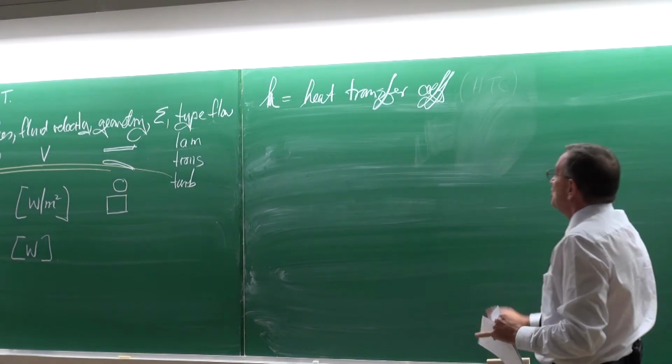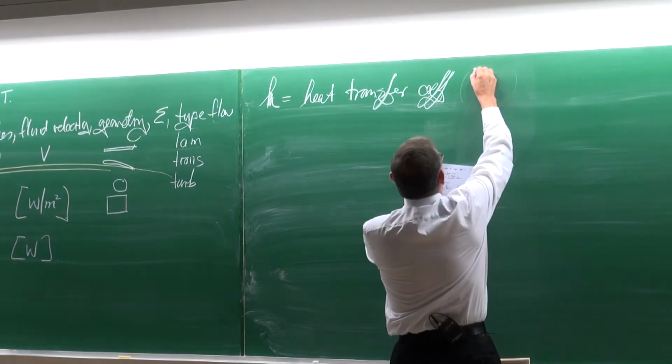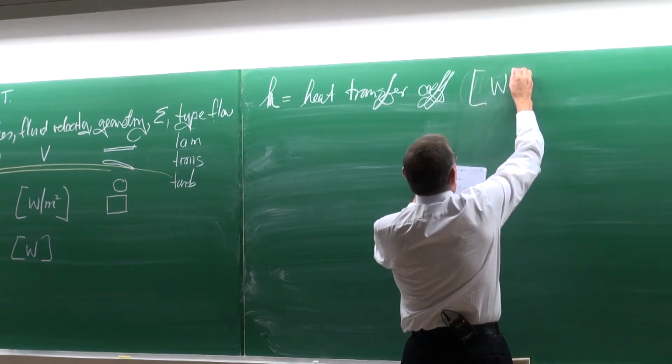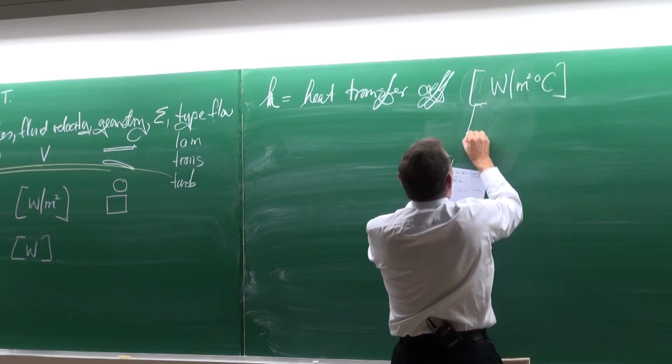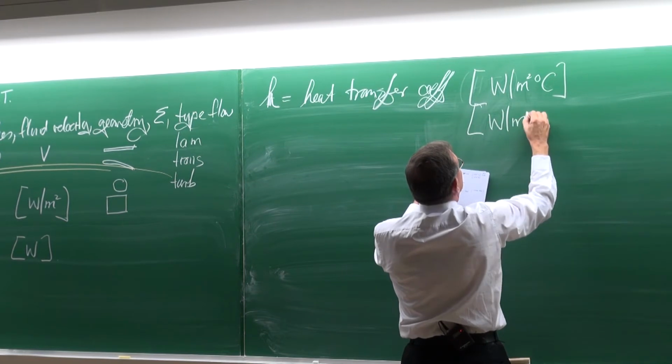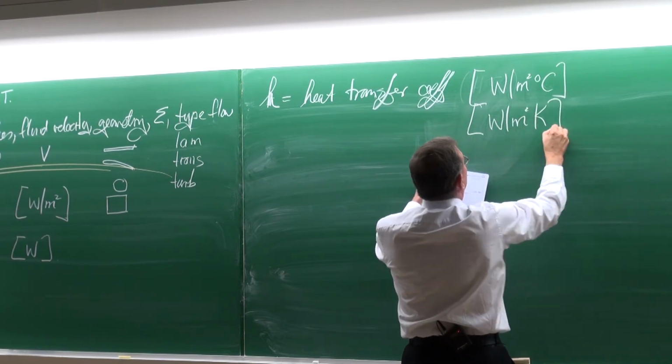Okay, so h is the heat transfer coefficient, and its units is watts per square meter degrees Celsius, or watts per square meter Kelvin.